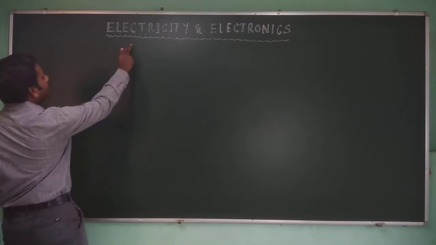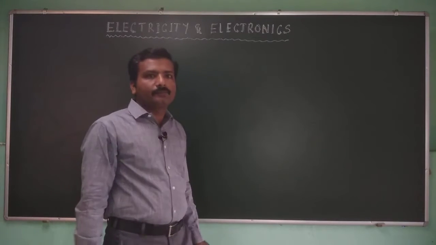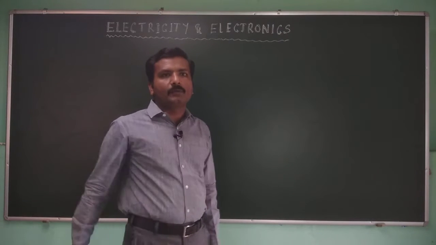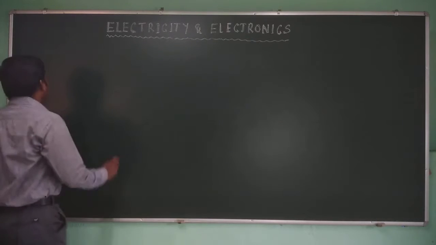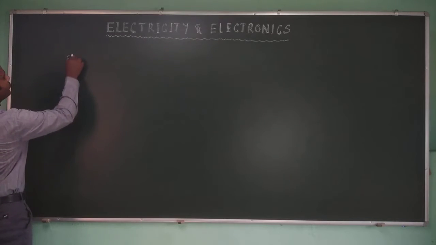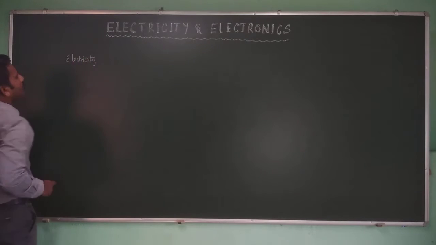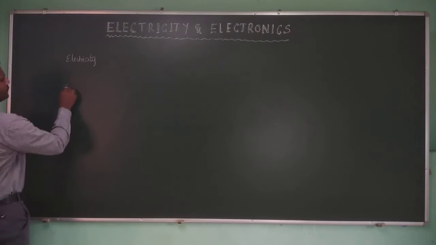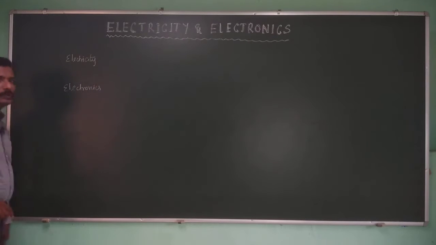Here, the title reads Electricity and Electronics. We should understand what is electricity and electronics. There are two terms. One is electricity. Other term is electronics. What does it mean?